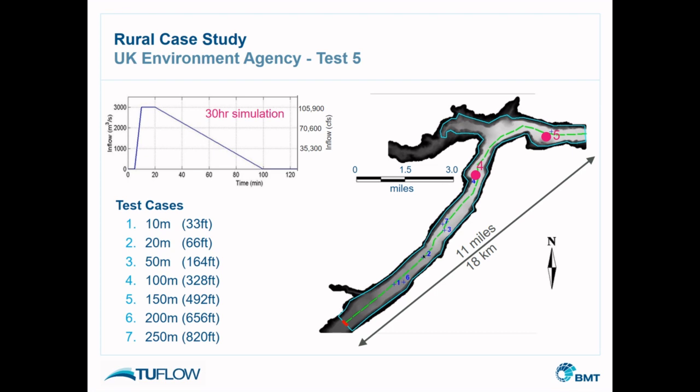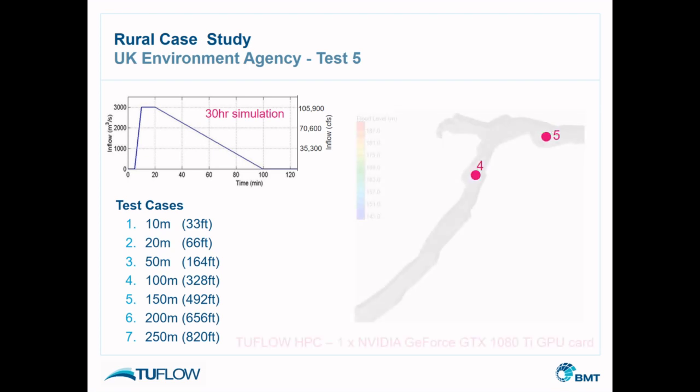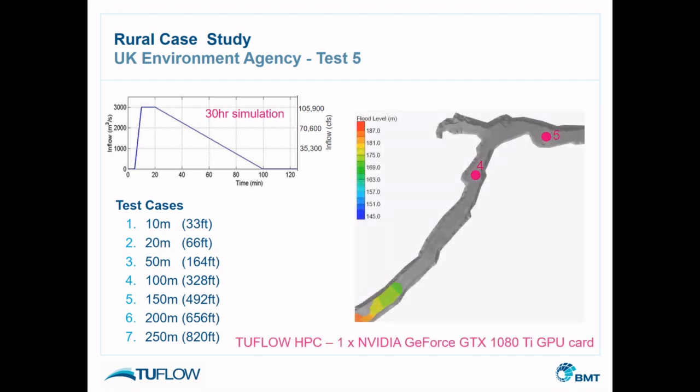If you look at the figure on the right, you'll see the valley itself is 18 kilometres or 11 miles long, and there's a series of numbers down the channel, 1 through 6. For this case study, we've really focused on reporting locations 4 and 5, which are down the bottom of the catchment.